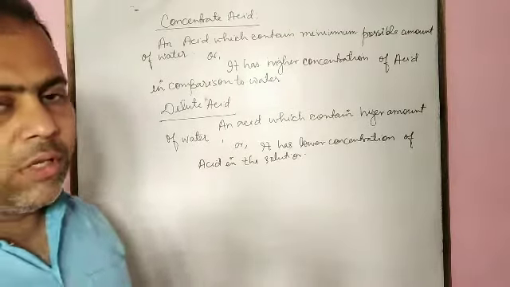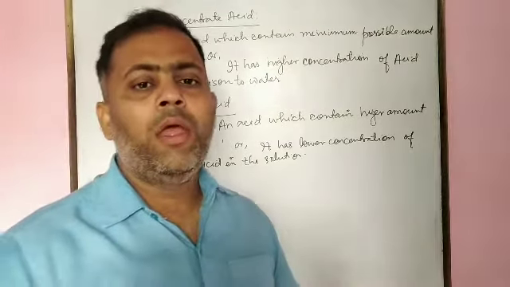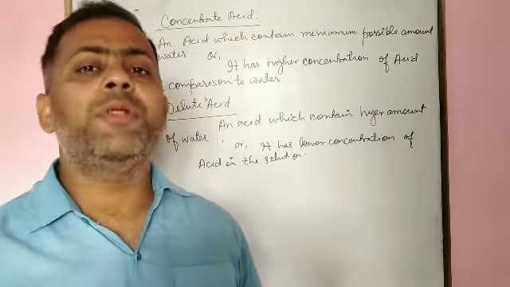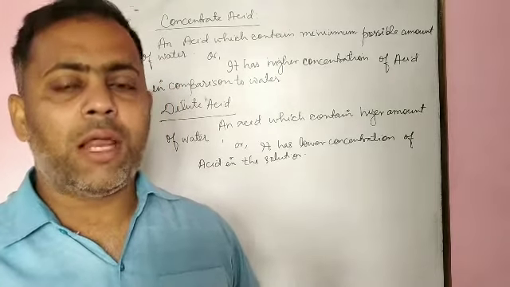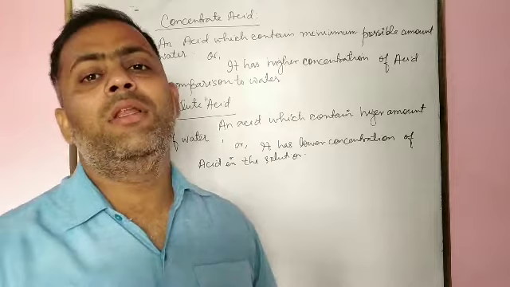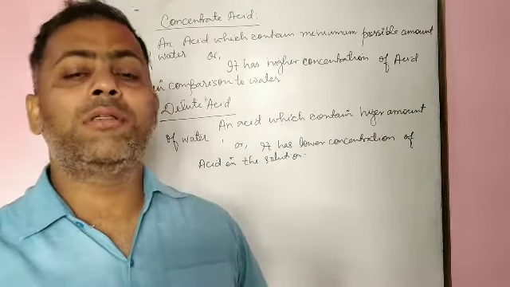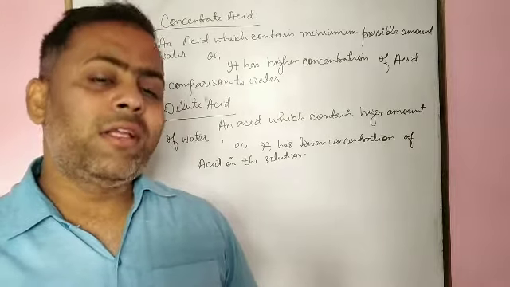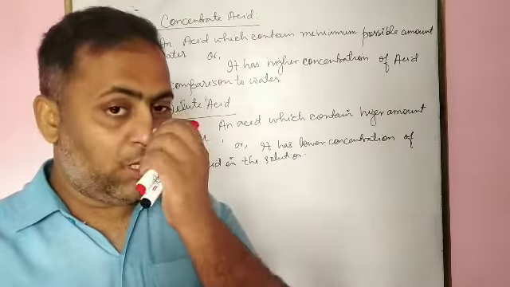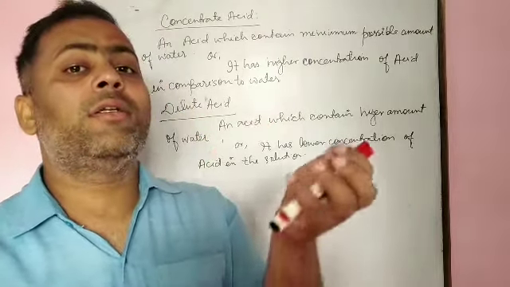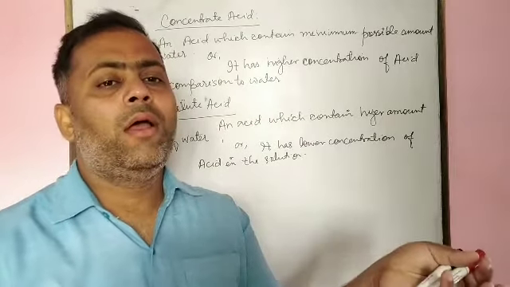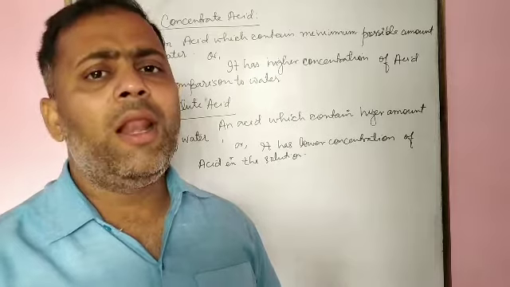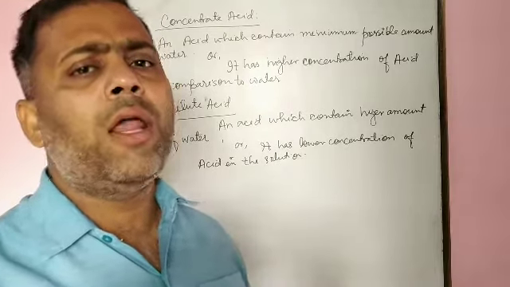It means if an acid has a greater percentage of water, then it is termed as dilute. And if it contains a lower percentage of water, then it is termed as concentrated. As the name indicates, concentrated means it has a higher concentration of acid. And the next one, dilute, has a lower concentration of acid. Let us discuss how to dilute the acid.